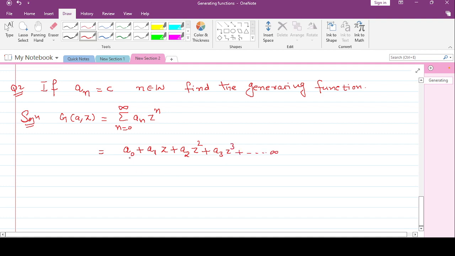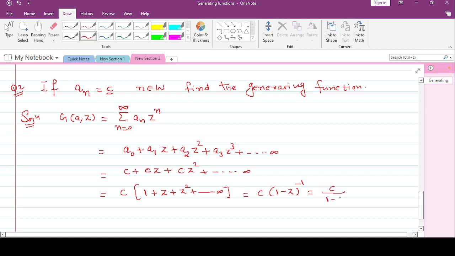Now what is the a0 value? The a0 value here is c. What is the a1 value? It is also c. The a2 value is also c, and likewise. Now what we do, we take c common from here, so it is 1 plus z plus z square up to so on infinity. So what is the formula of this? This is (1 minus z) raised to the power minus 1. So this can be written as c upon 1 minus z.